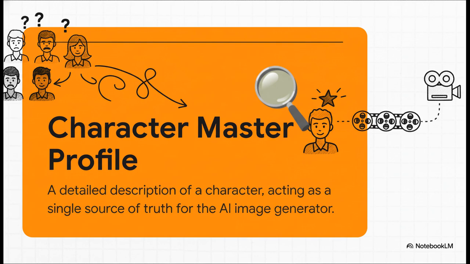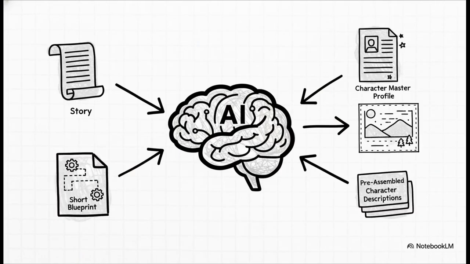So here it is, the crucial insight. You have to stop describing your character from scratch in every new prompt. That's where all the inconsistency comes from. Instead, you create one single, definitive master profile with every possible detail. This profile becomes the one and only source of truth for the AI, and that is how you get perfect consistency every single time.